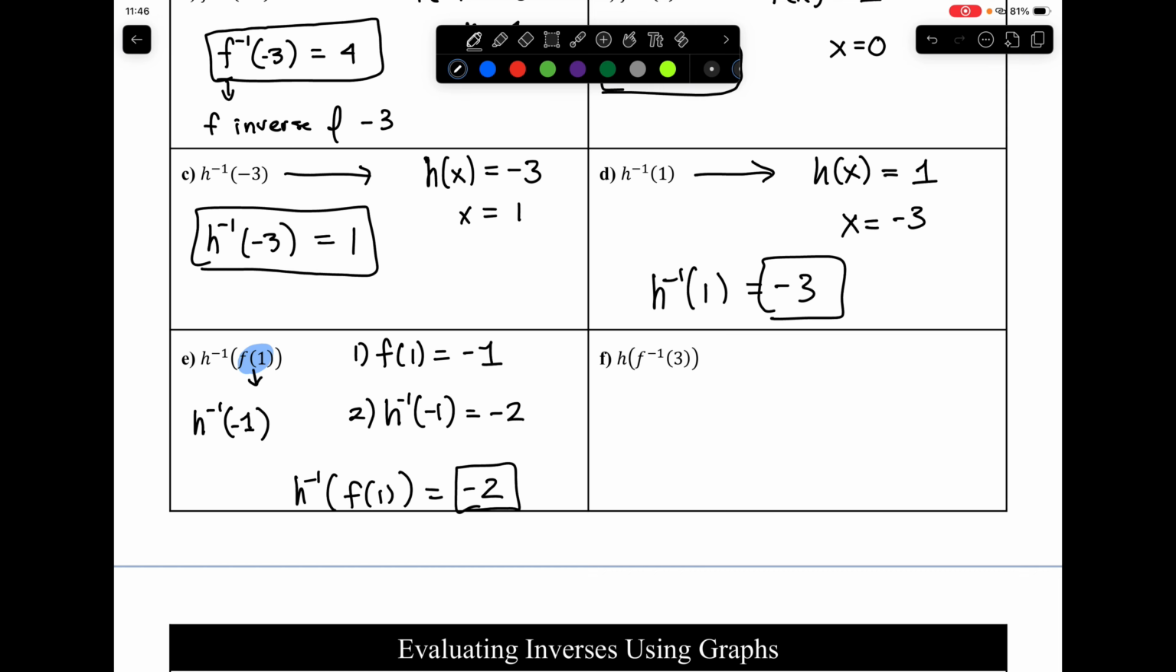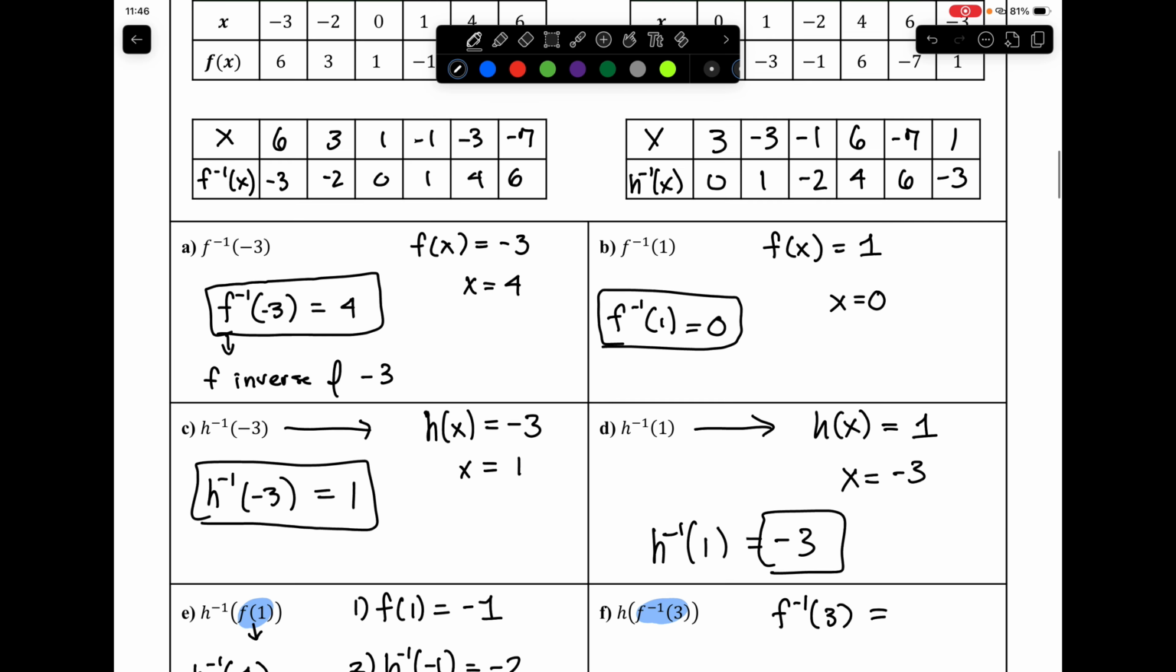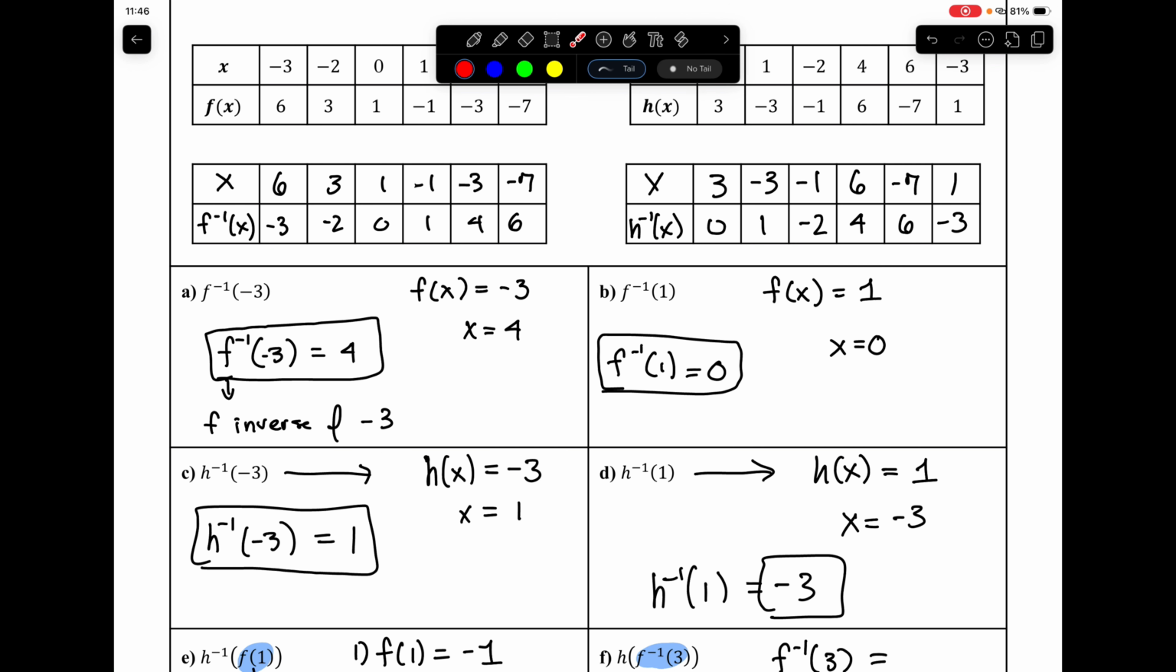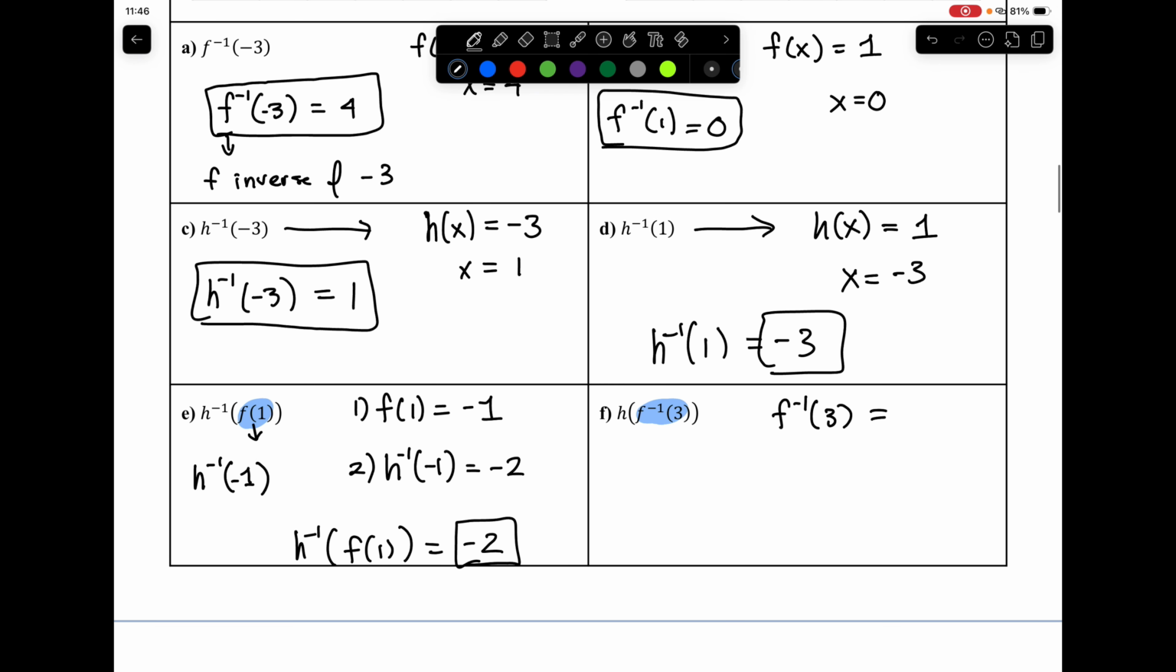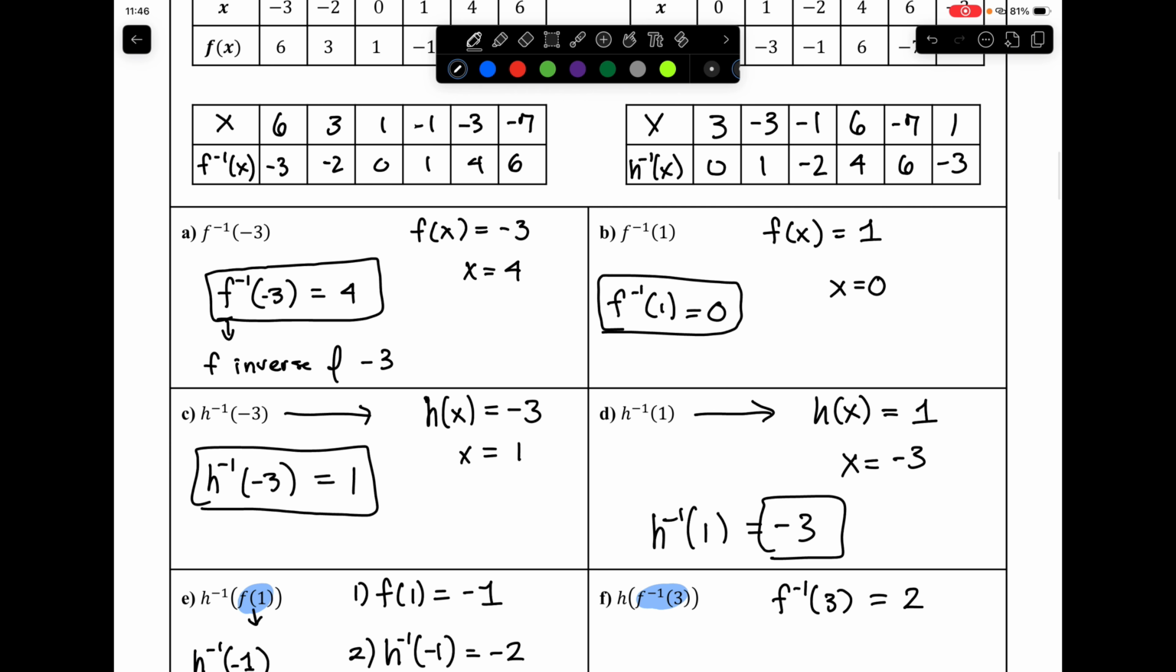In the next example, we want to evaluate this. We're going to begin again by first evaluating the inside, which is the inverse of f at 3. That means we're trying to determine when f of x equals 3. But since we already have the table for the inverse of f, let's just look at that. We're going to input 3. Using this table, when x is 3, the y value is -2. So f inverse of 3 equals -2. No, I want to get that right.